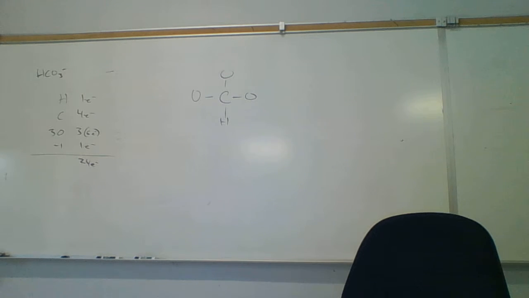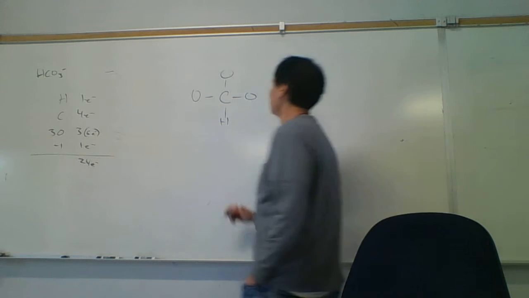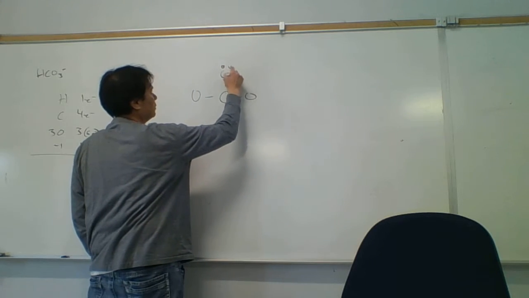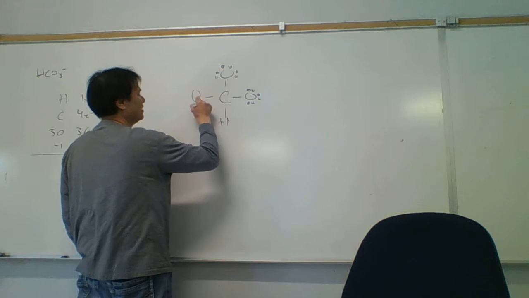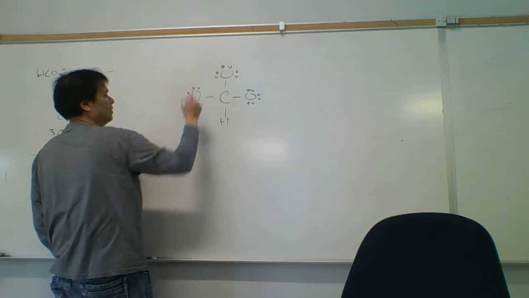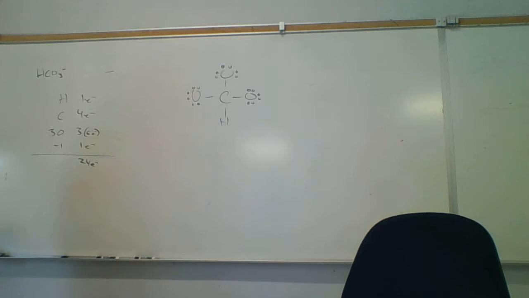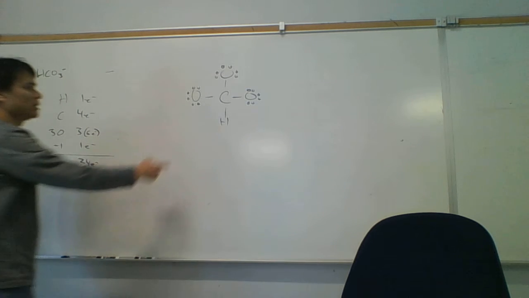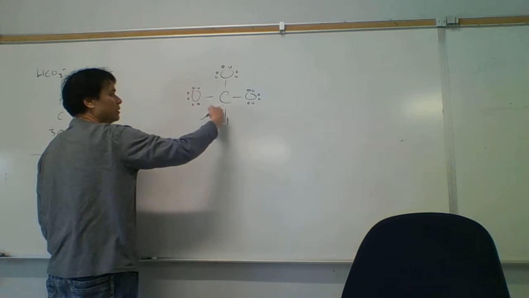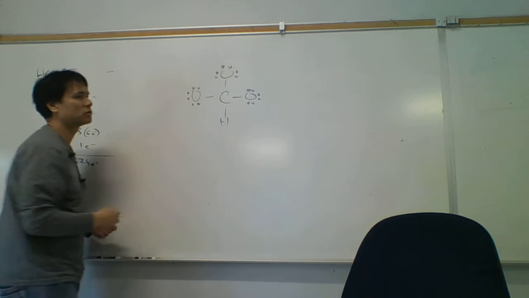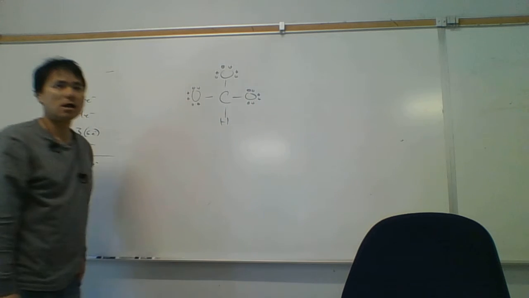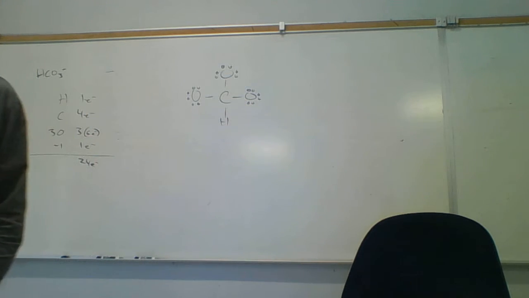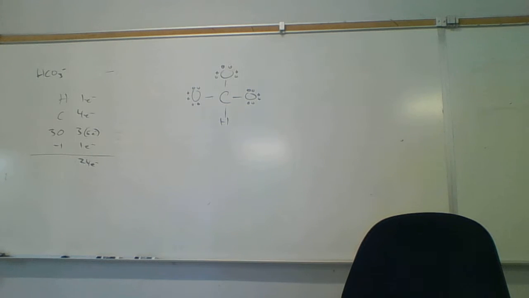Add unshared pairs to complete the octet around all atoms except hydrogen. Okay, so let's do that. I'll need 3 lone pairs here, 3 lone pairs there. Now I've completed the octet around all the atoms. Carbon has an octet: looking at the total number surrounding it, it's 2, 4, 6, 8 electrons. And each oxygen, 2, 4, 6, 8. It's a win-win situation where we can double count the shared electrons.